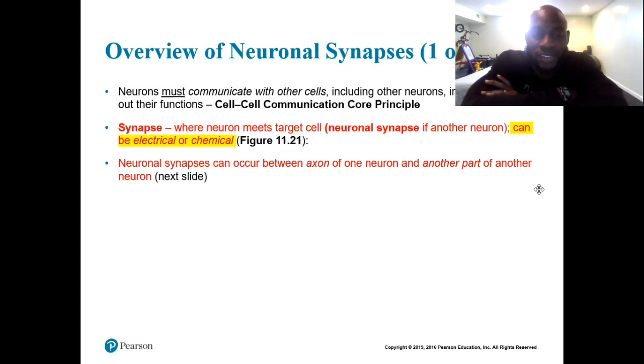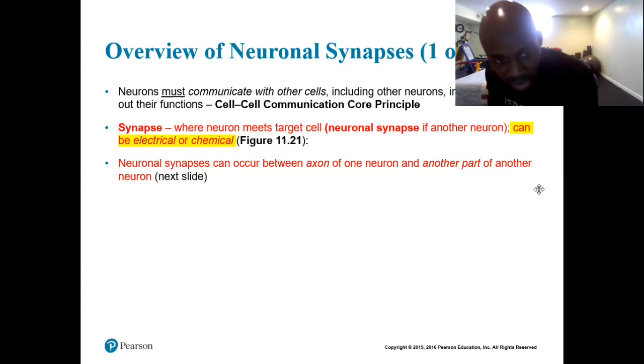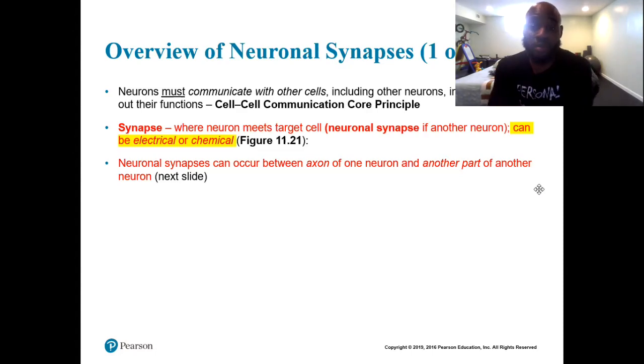A synapse is where a neuron meets its target cell. It can be electrical or chemical. Now, when we say electrical or chemical, you may say, well, what about mechanical? What about muscles? The synapse, the connection, is electrical or chemical, but that doesn't mean it can't result in a mechanical response. Okay?